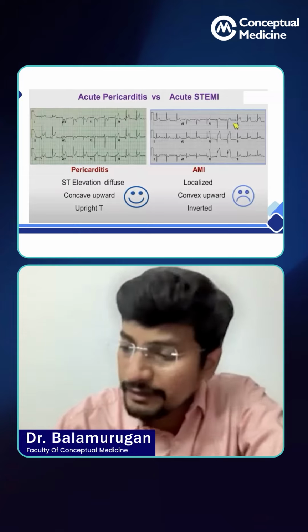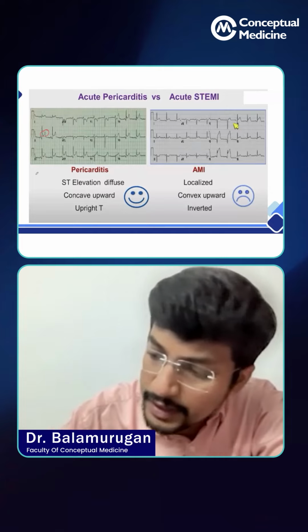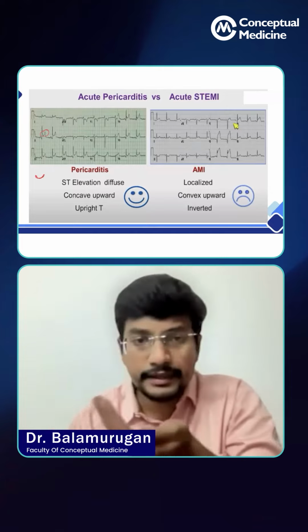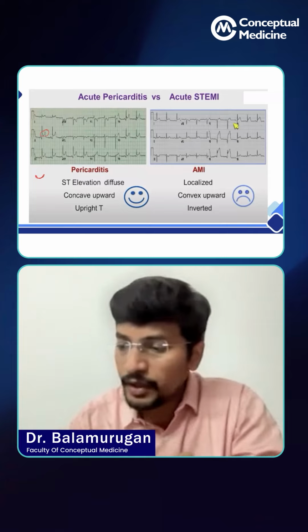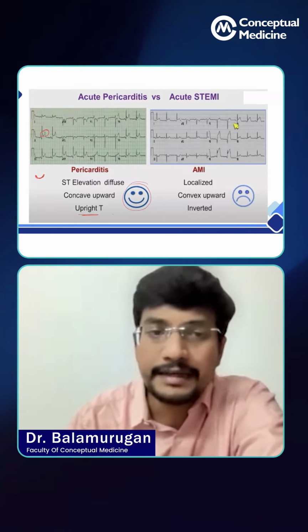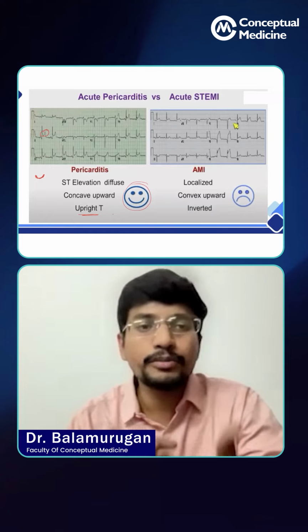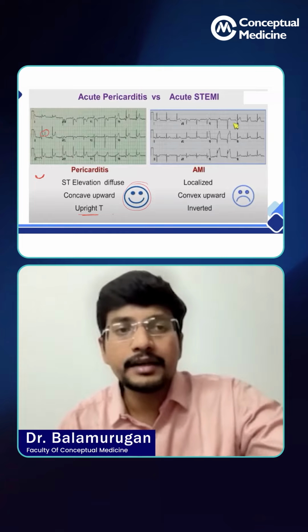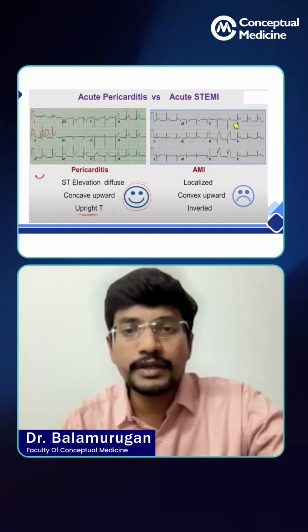And they are concave upwards. If you notice this elevation, they are concave upwards. Okay, like this. They are concave upwards. And the T waves are upright. So it's like a smiling. So this is more benign, okay, not like an acute myocardial infarction. So that's what it implies.